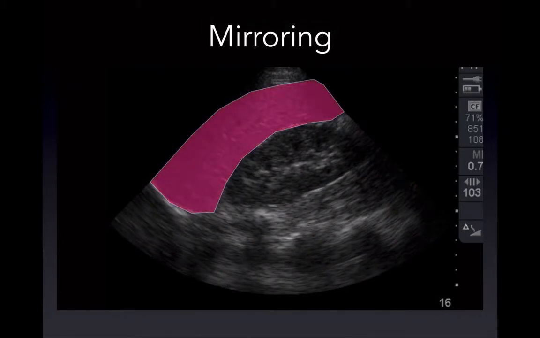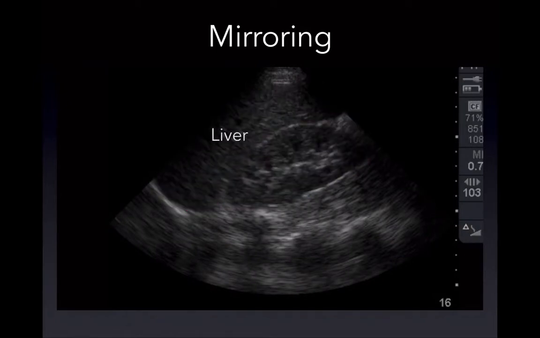This happens when you have two structures. I'm going to tell you that's the liver and the kidney. And then you have the diaphragm right there. And they appear when you're on both sides of a strong reflector.